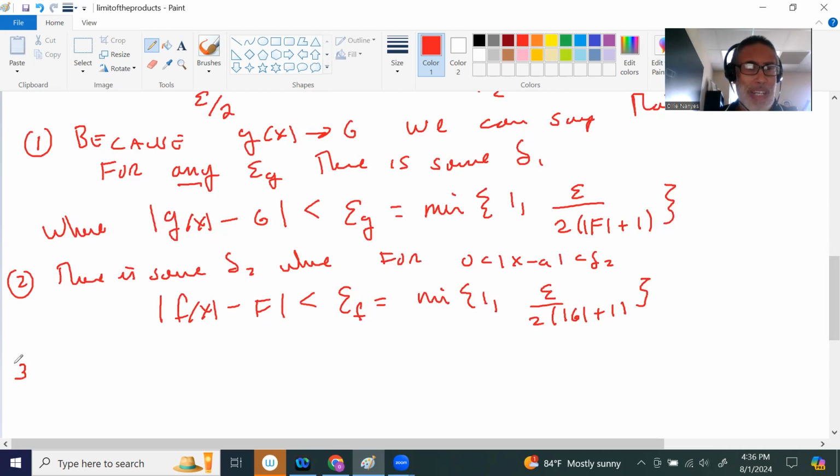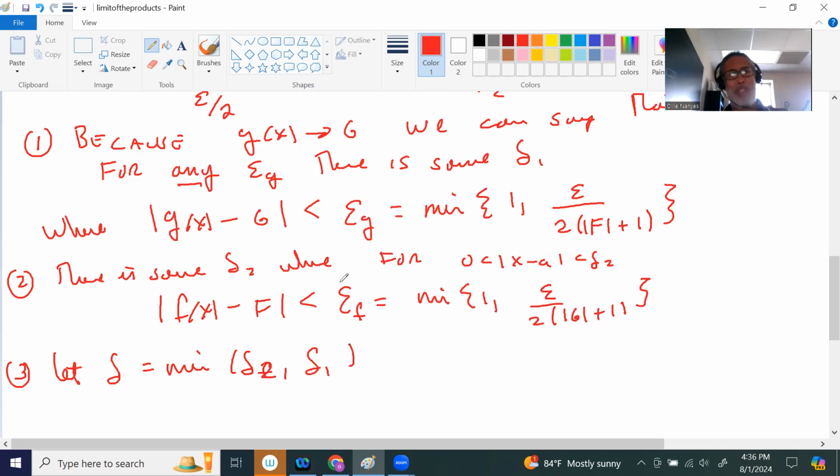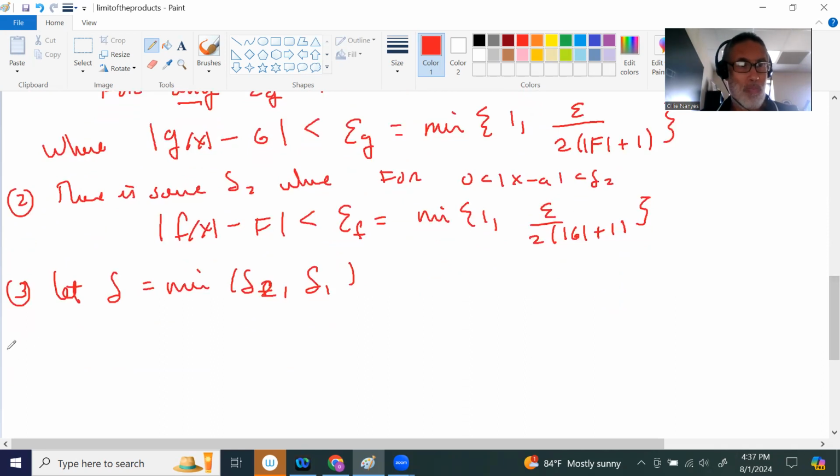And then I'm going to let delta be the minimum of those two deltas. Delta 2, delta 1. Got the order wrong, but it still works. So now what happens?